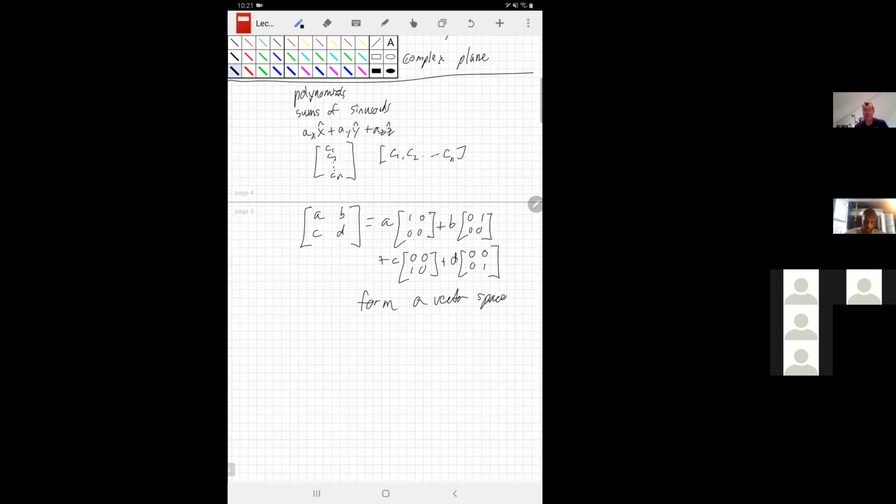You may be thinking, well, does that just apply to 2 by 2 matrices? No, I could do it with 3 by 3, 4 by 4, or 2 by 3, or 2 by 17, or 15 by 1000, by whatever. Matrices can form vector spaces.